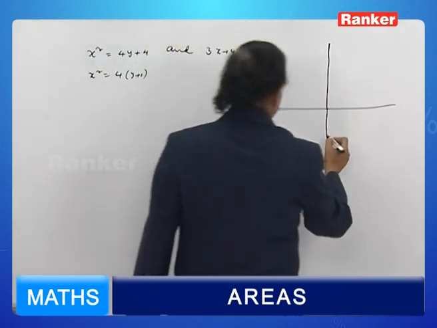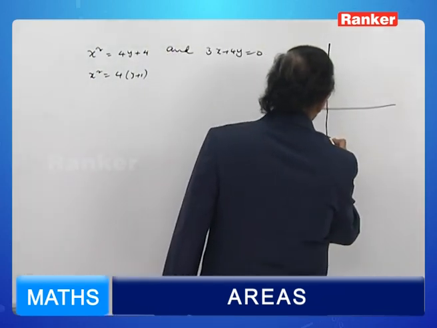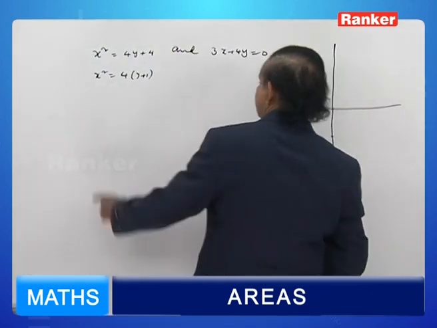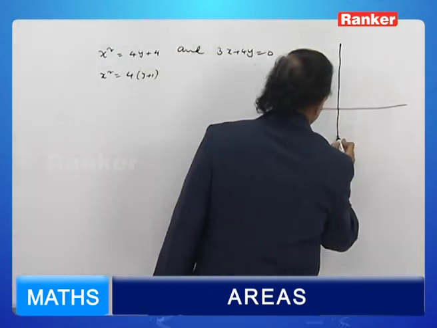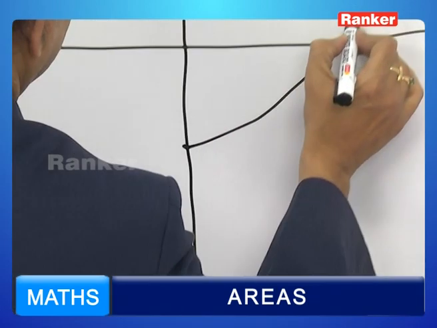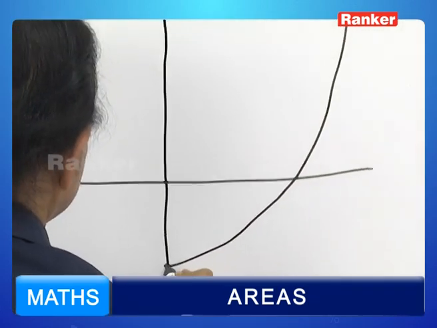So that it has the vertex at 0 comma minus 1. And it meets x-axis at minus 2 or plus 2. Hence, this is the parabola.